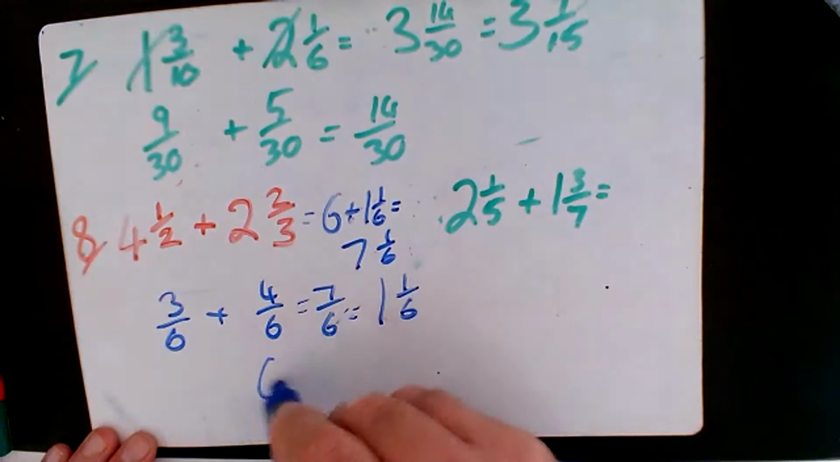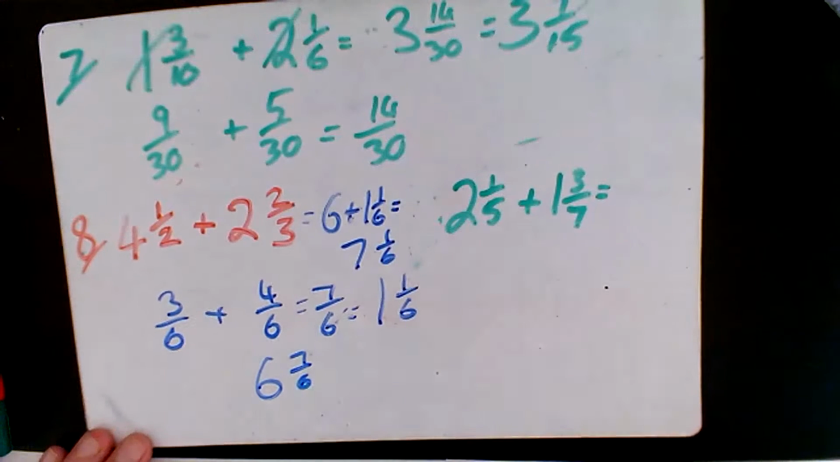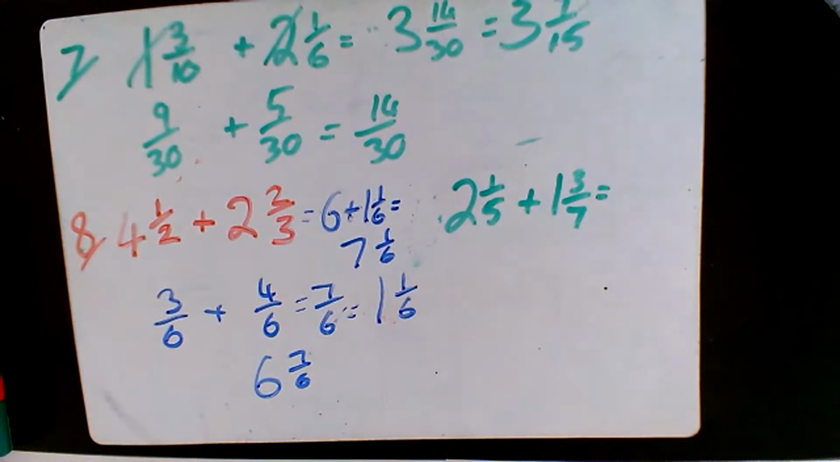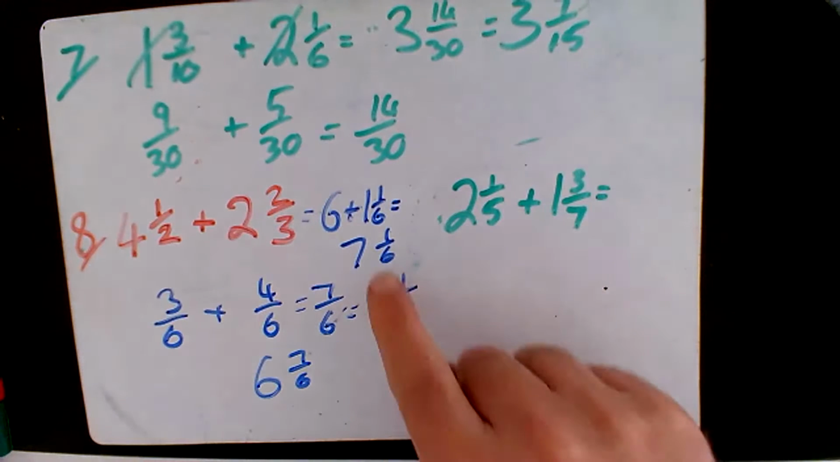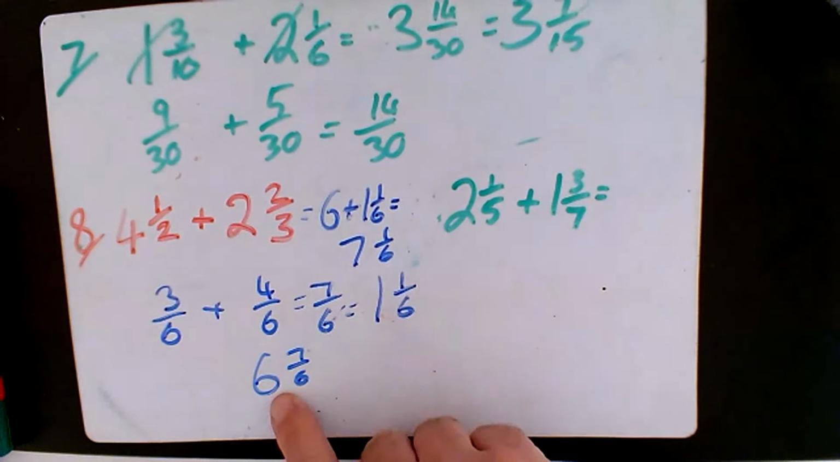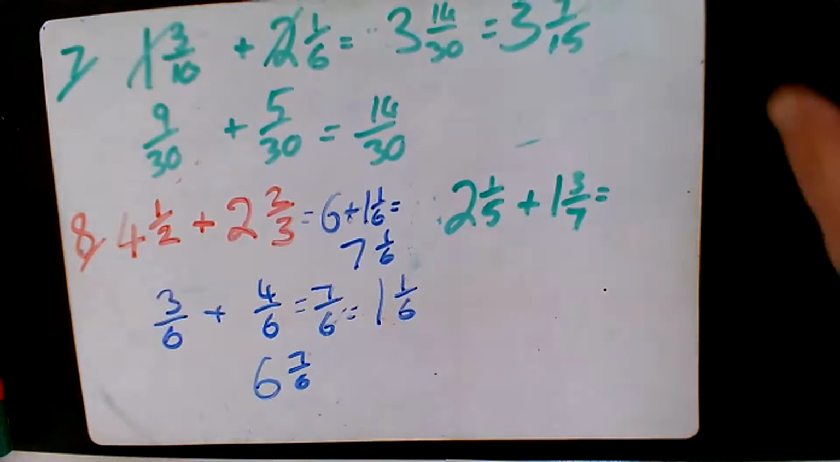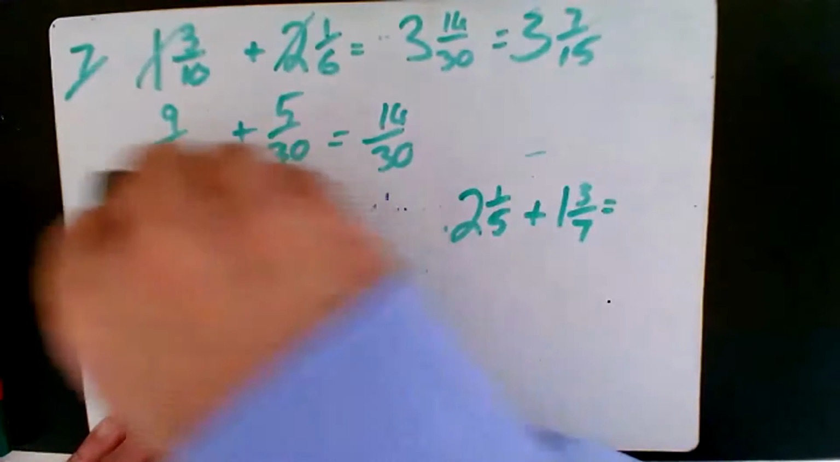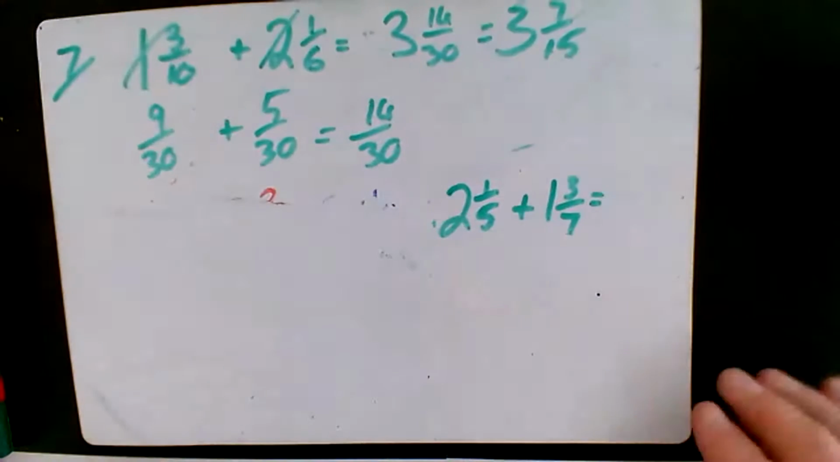I'll be really delighted as well if we got 6 and 7/6. That's fine as well. Okay. So one of those, either 7 and 1/6 or 6 and 7/6. Okay, well done. So I'm going to look at this last one.